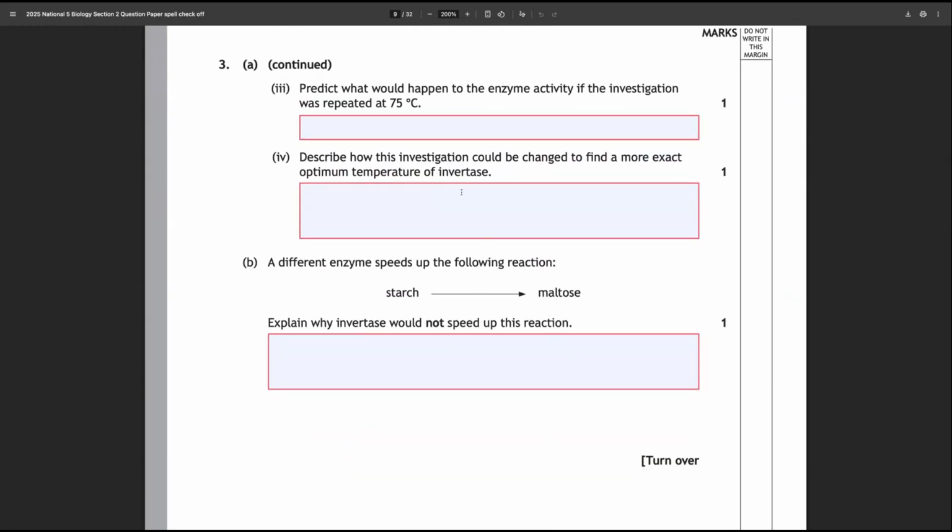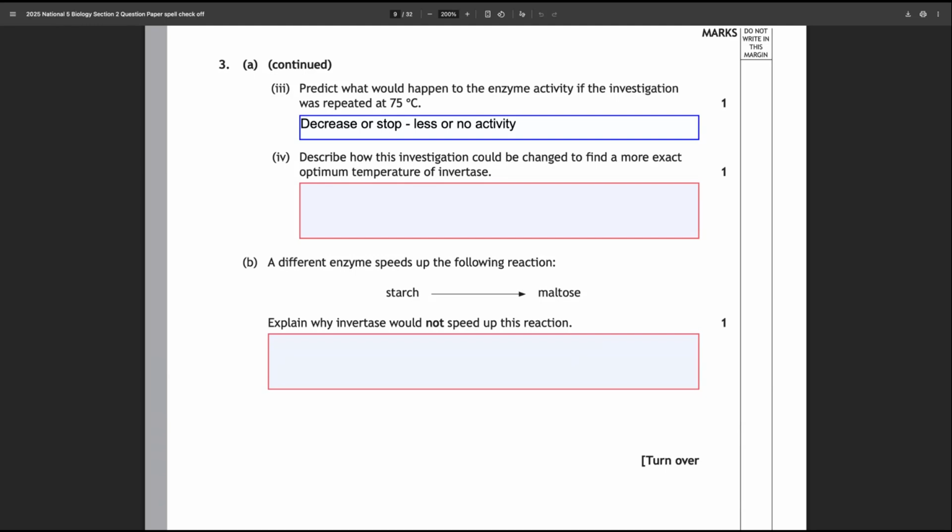3A, part 3. Predict what would happen to the enzyme activity if the investigation was repeated at 75 degrees. Now, what it's asking you here is not what will happen to the enzyme, and a lot of students would quickly write down here the enzyme would be denatured, which is true, but the question is asking you to predict what would happen to the enzyme activity. So if the enzyme is denatured, the enzyme activity is going to either decrease or simply stop altogether. Okay, so there'll be less activity or no activity. An answer along those lines would get you the mark for that one.